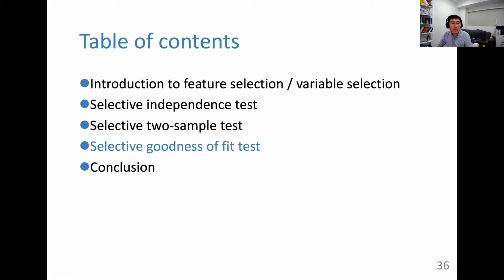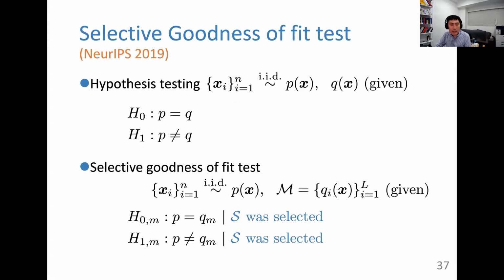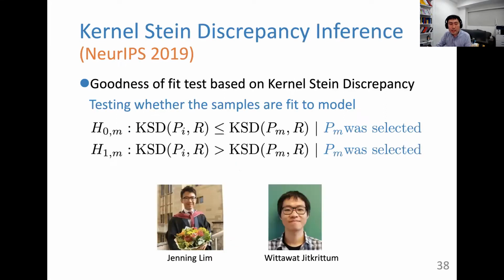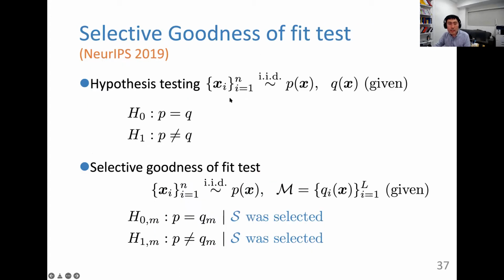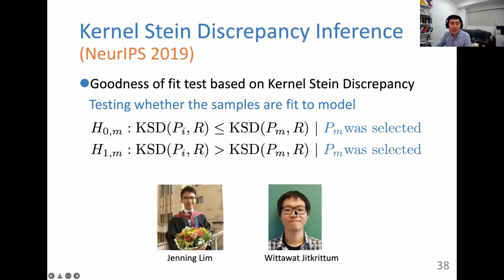Okay, so it's almost the end. We also apply this to the goodness-of-fit test. This is almost the same as the MMD case, but we have our data points from one distribution, and we have a model on the other hand. So we select the models, and then we test. In this case we use the Kernel Stein Discrepancy.